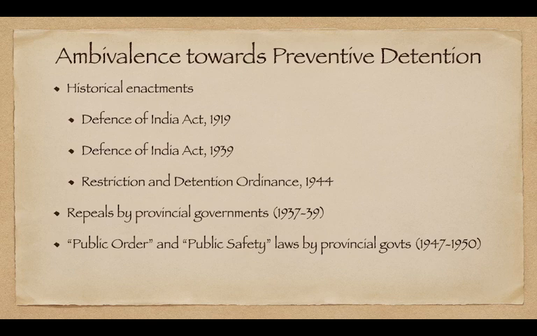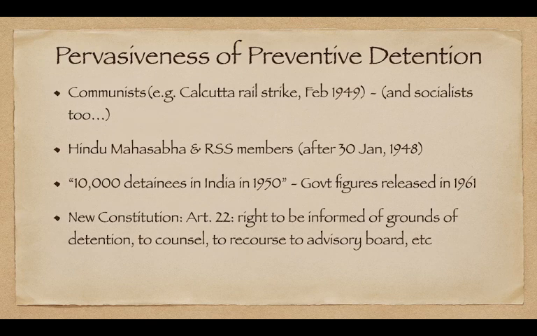But communists were not the only ones who were being detained under these preventive detention acts. Hence the ambivalence could really be called omnivalence, because it was quite pervasive. Communists were a major recipient of the attention of the preventive detention acts at that time, and while lists of communists were being made, it turned out that several socialists were also being arrested along with that. The example that I've given is during the Calcutta rail strike of 1949.